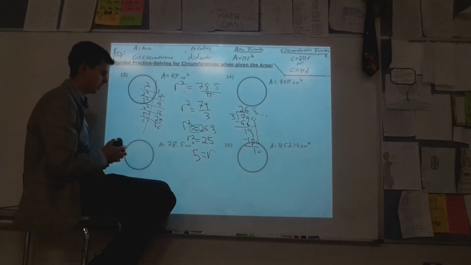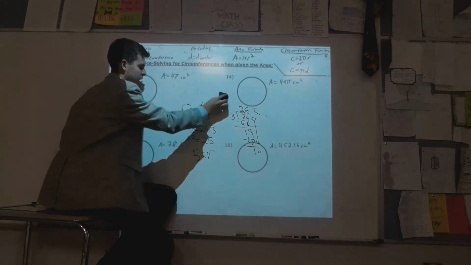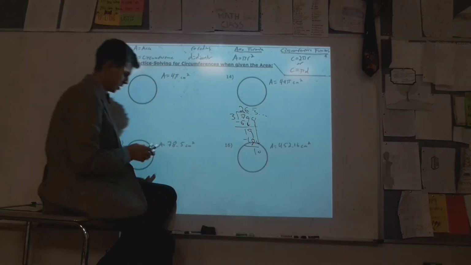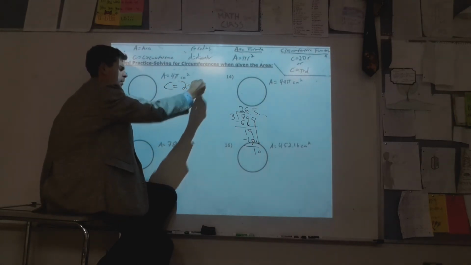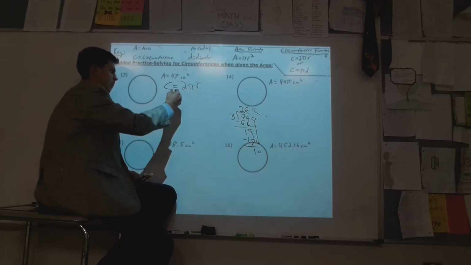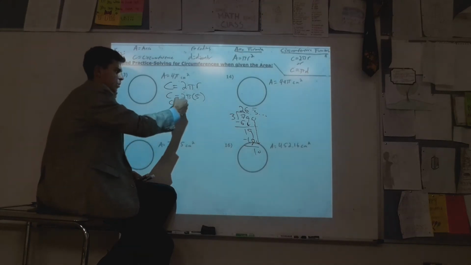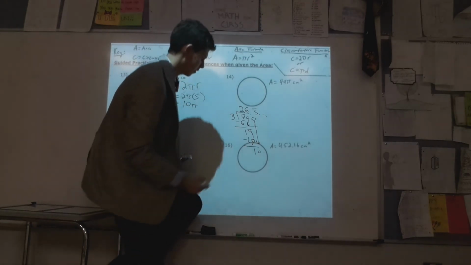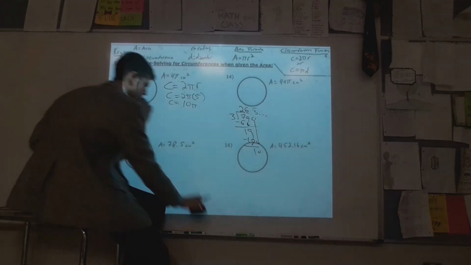Knowing that the radius is 5, I'm going to plug it in here. Circumference is equal to 2 times pi times r. Circumference is equal to 2 times pi times 5. Circumference is equal to 2 times 5, which is 10 pi. So over here, my answers, one of them is 10 pi. Let's use the units.